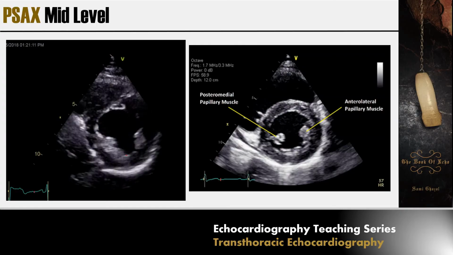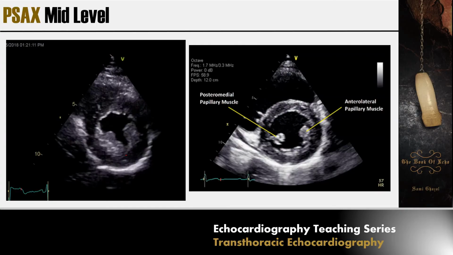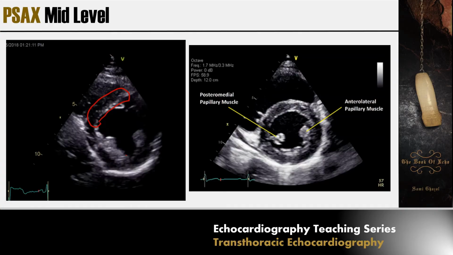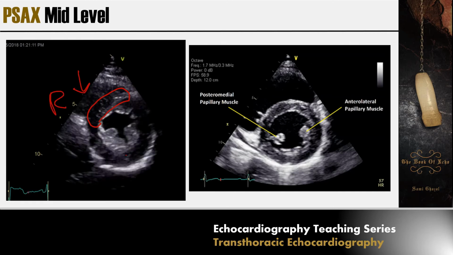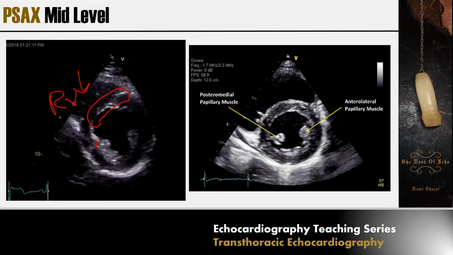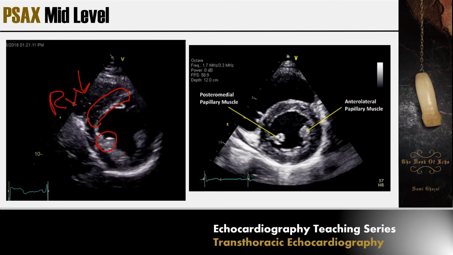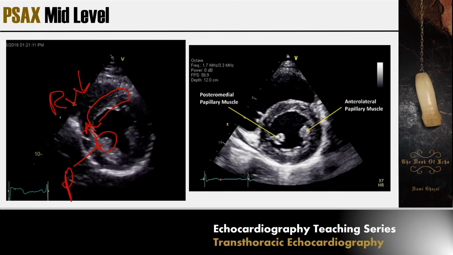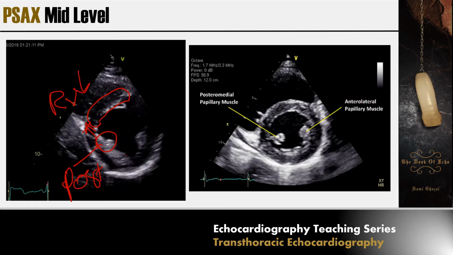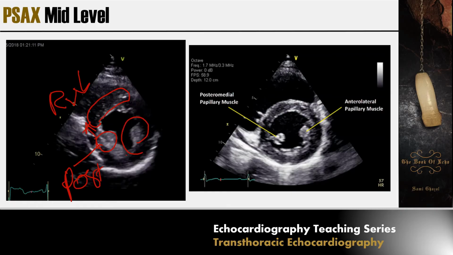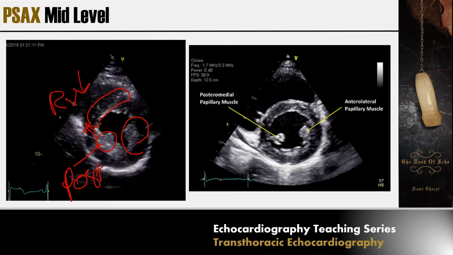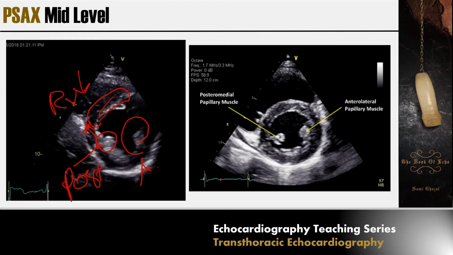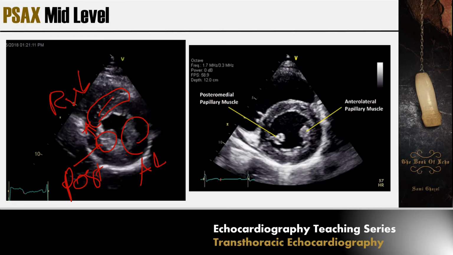Okay, so now you have 2 papillary muscles. If this is the interventricular septum and this is the RV here, the one closer to the center, or to the septum, is the medial, so we call it the posteromedial. And this one here on the lateral side, away from the center, is the anterolateral papillary muscle.